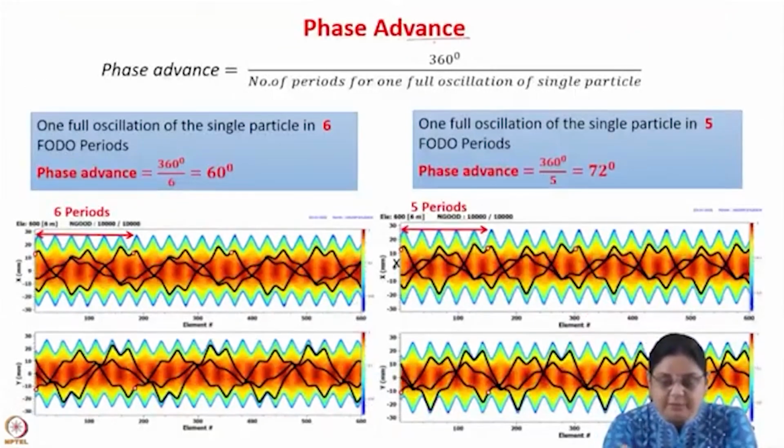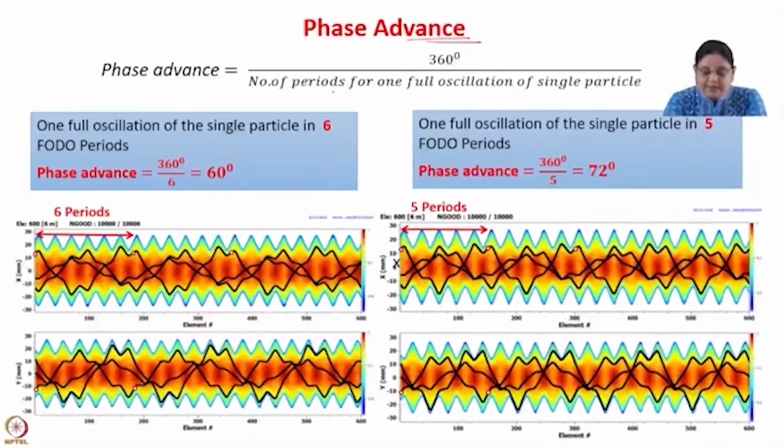Now we define phase advance as 360 degrees divided by the number of periods for one full oscillation of the single particle. So in this case, let's see the trajectory of the single particle. The trajectory for this particle starts from here, and at this point it completes one full oscillation, and this is in 6 periods of the lattice or the beam envelope. So here one full oscillation of the single particle is in 6 FODO periods. So phase advance is defined as 360 degrees divided by 6, which is equal to 60 degrees.